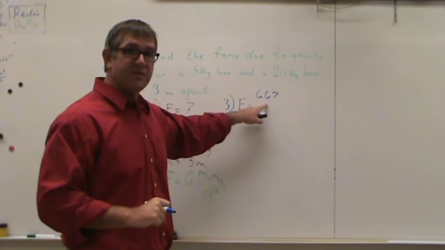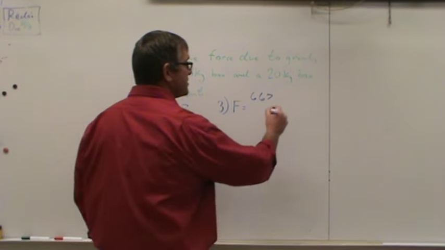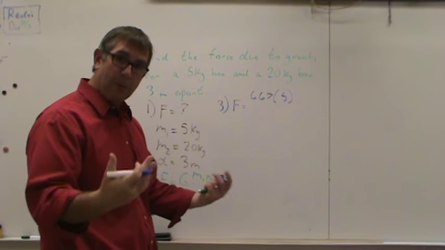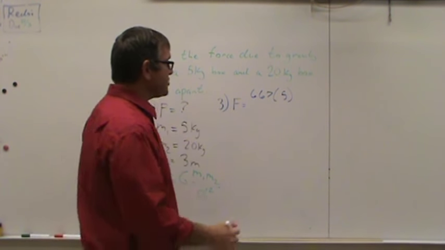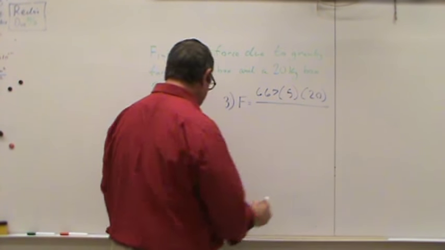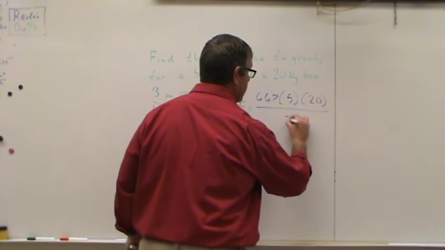So we have 6.7, and I'm not going to put the units because that confuses, times mass 1, which is 5. And we'll just keep the units off for this story problem to help us out. Times our mass 2, which is 20, all divided by our distance squared, so 3 squared.